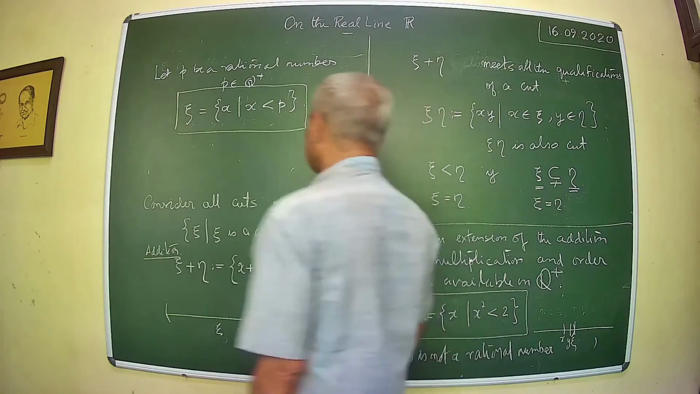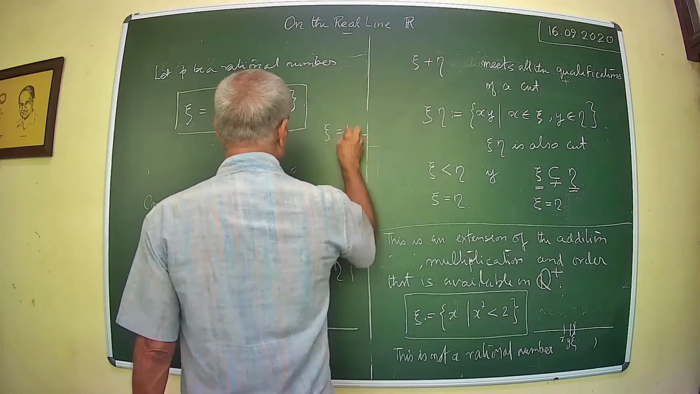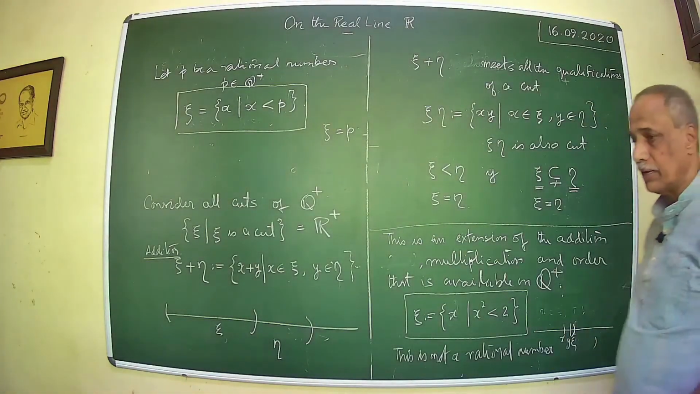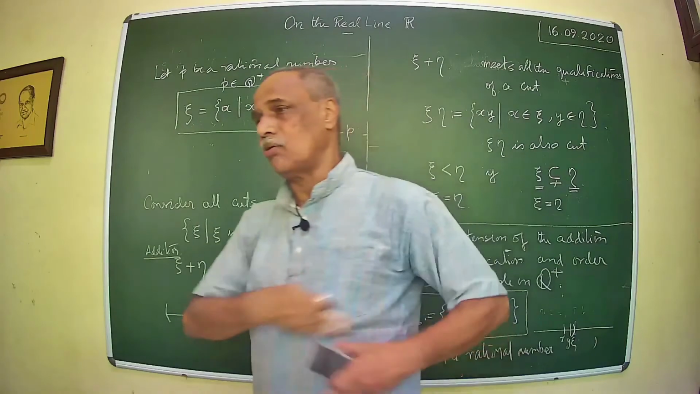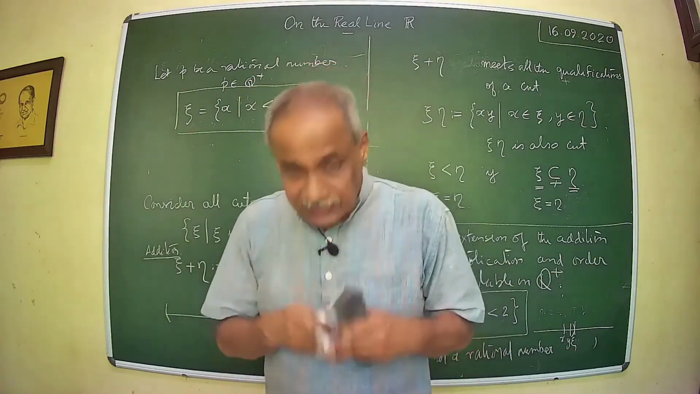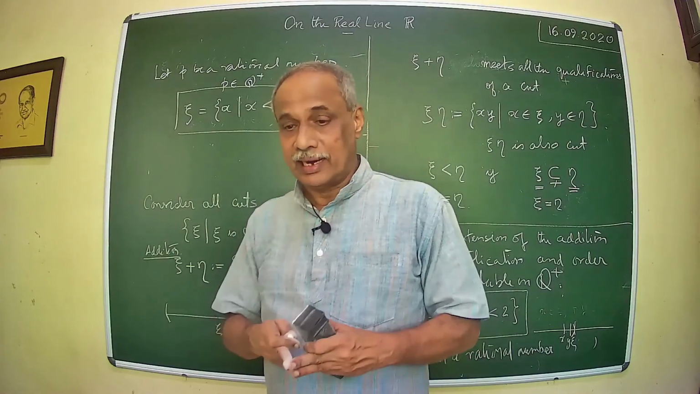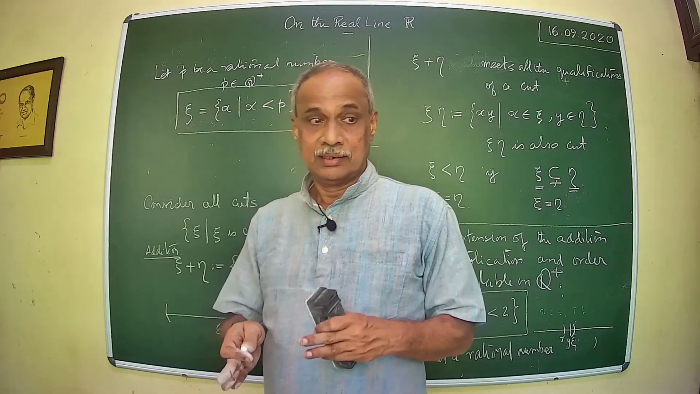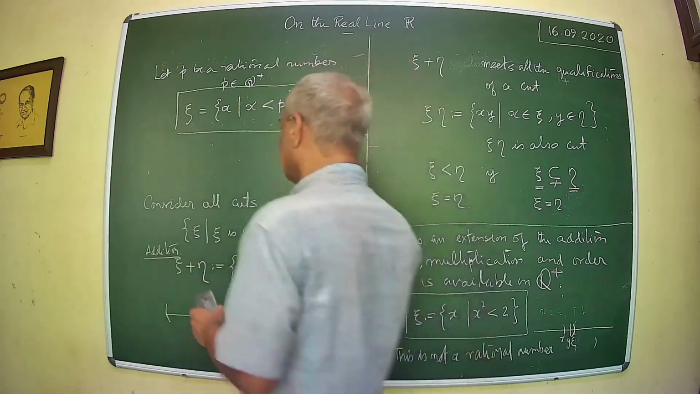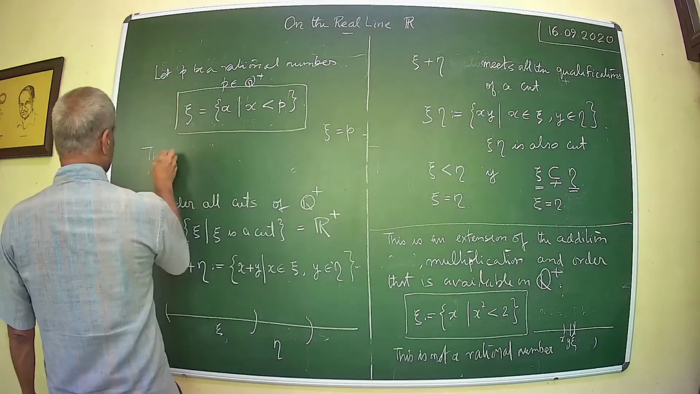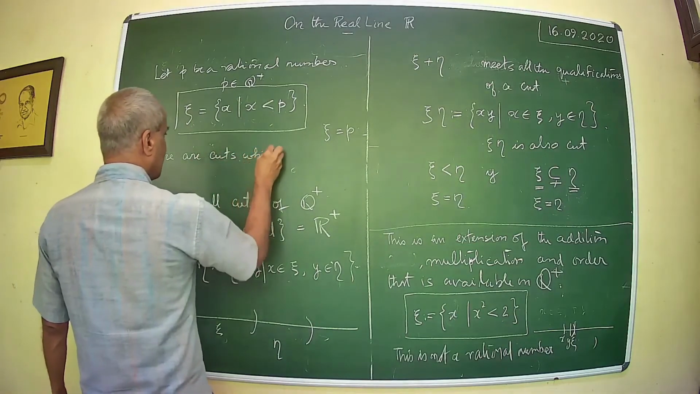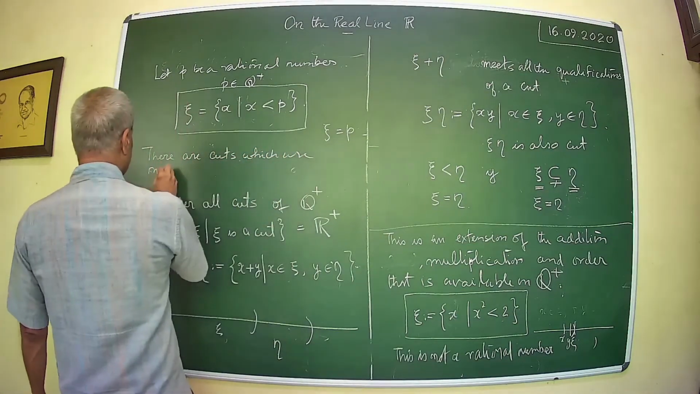Okay, so psi is equal to p. So every rational number is a cut. Therefore, now you can talk about cuts. So you consider all cuts. So every rational number is a cut. But what you gain is that there are cuts which are not rational numbers.